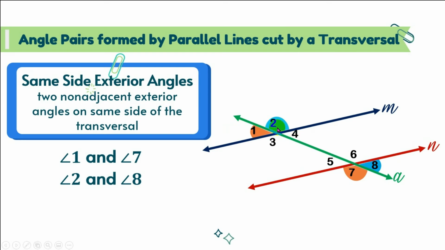Linear pair ang tawag natin sa 2 and 4. So, ibig sabihin, makakapag-form sila ng 180 degrees. Ganon din ang 3 and 4, 1 and 3. And ganon din dito, may linear pairs din tayo makukuha. We have 5 and 6, 6 and 8, 8 and 7, 7 and 5. So, they are the linear pairs.